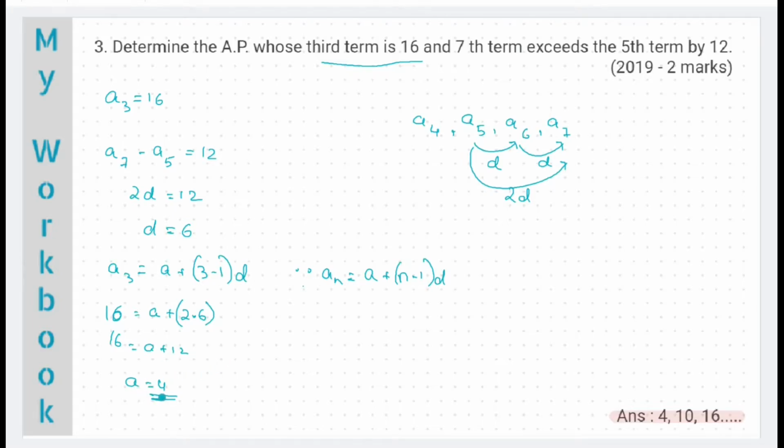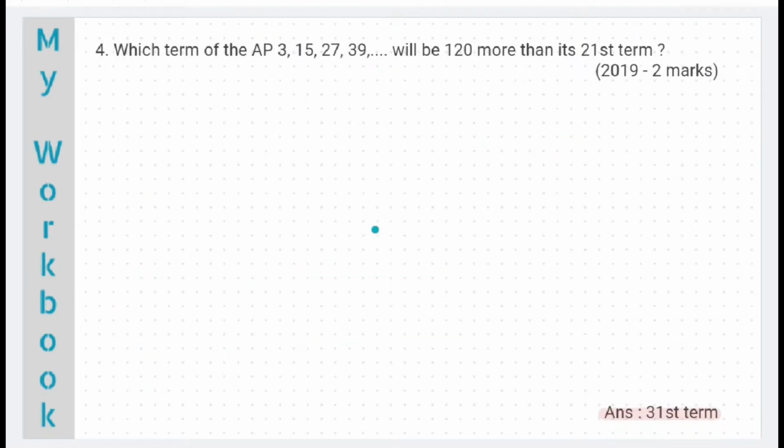So we know the first term of the arithmetic progression. We know the common difference. So the AP will be: starts with 4, plus common difference 6. So 4 plus 6 will be 10. Again add another 6, 16, 22, and so on.